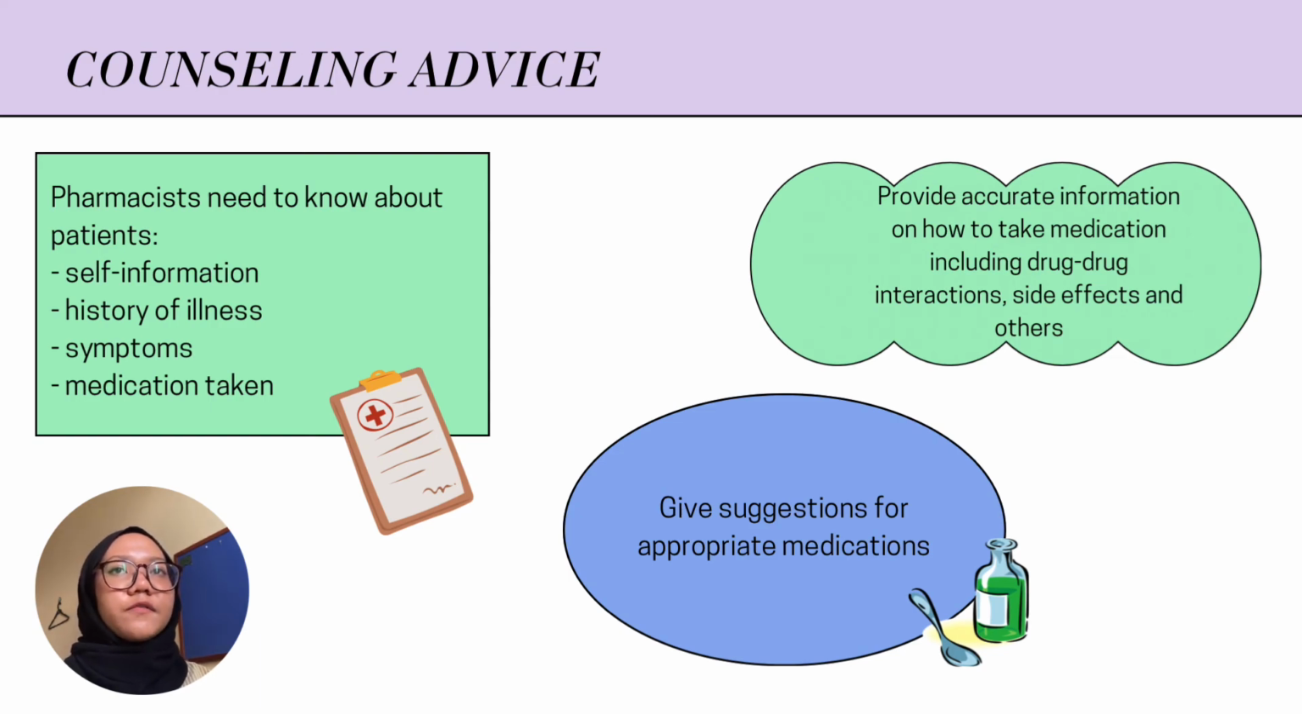Next, provide accurate information on how to take medication including drug-drug interaction, side effects, and others. For example, the pharmacist needs to know what medicine or herb the patient is taking so that there is no drug-to-drug interaction, and thus it cannot harm the patient. Patients also have to note any side effects that might occur. If any side effects are too serious, they need to consult a doctor immediately. Overall, the pharmacist plays a big role, not just giving the medicine, but ensuring the patient's safety by giving good drug education.